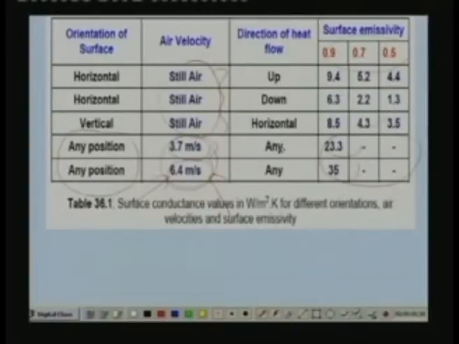In the absence of any correlations or any better data, you can use this data for estimating the inside and outside surface conductances. You must keep in your mind that the surface conductance includes both convective as well as radiative heat transfer coefficients.